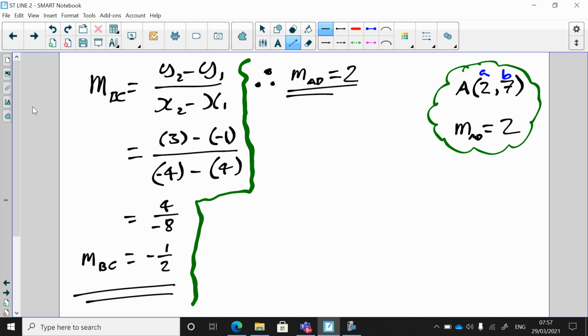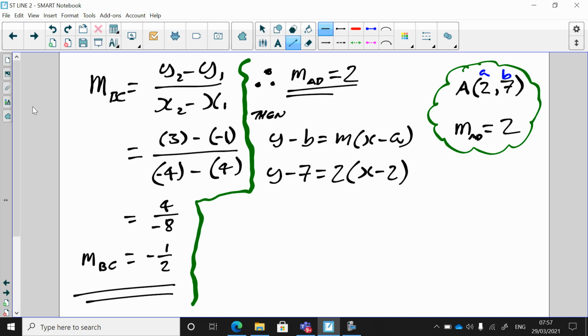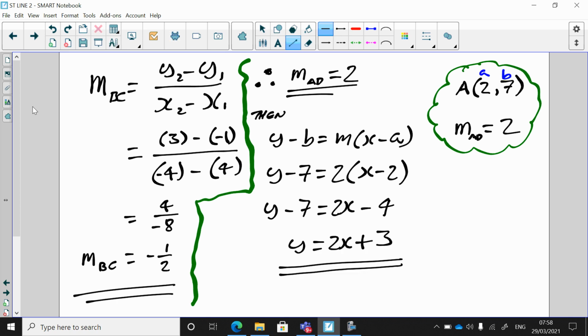Right, okay, so now for AD, we've got a point on it, 2, 7, and we've now got the new gradient of that line, which is 2. So let's go for the format where we have the gradient and 1 point, put things in, and multiply out the right hand bracket by 2, and maybe isolate y with the 7 there. Right, so that looks okay. Y equals 2x plus 3.